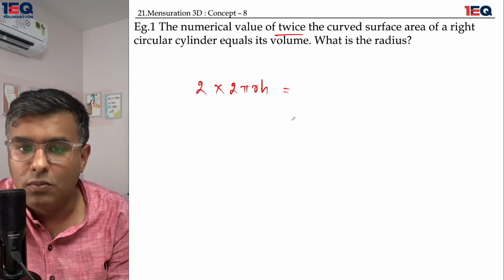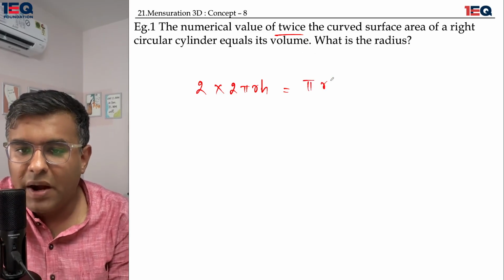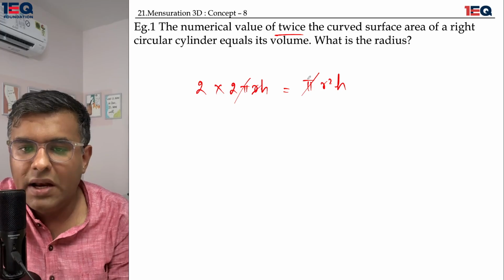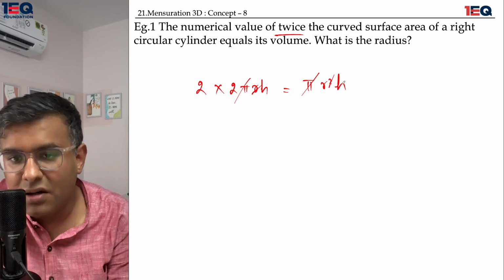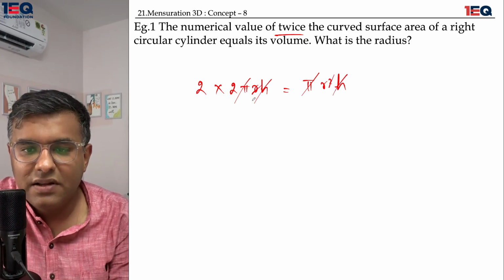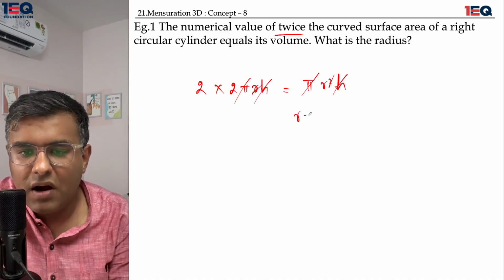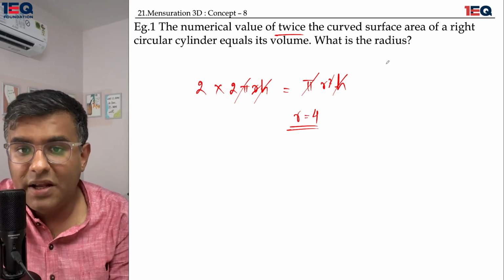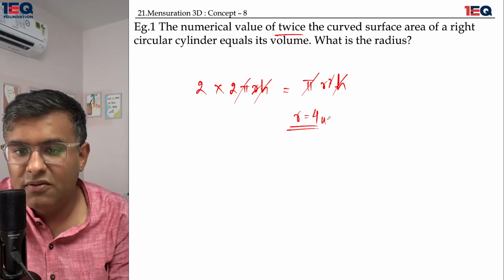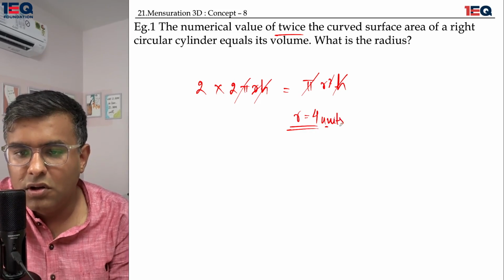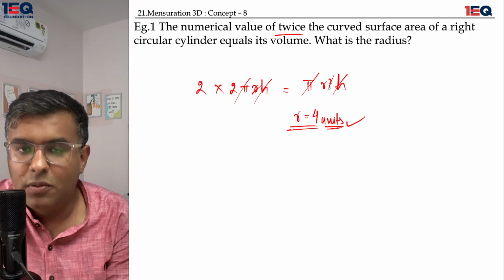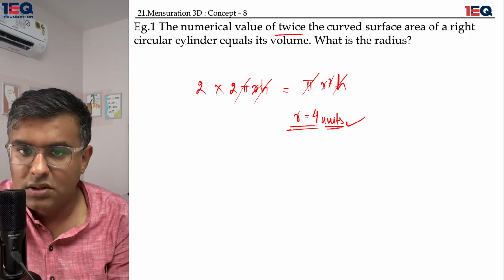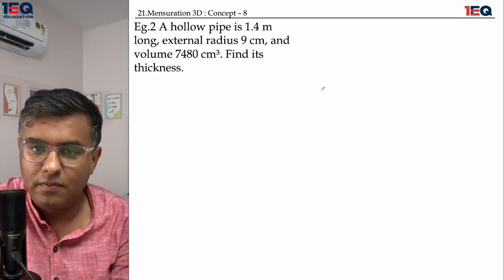the volume. The volume comes up with pi r square h. The pi and the pi get cancelled, one r cancels away, h cancels away the other h, and the value of r comes out to be 4. So the numerical value of the radius is nothing but 4 units. Got it? Let's move on.